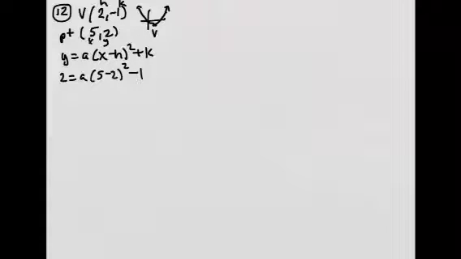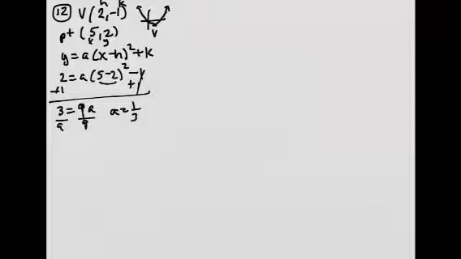So I'm going to add the 1 to both sides. So 3 equals, now here I get 3, but then I'm going to square it, so that's actually 9a. So I'm going to divide by 9. So a is 1/3. So when you write your equation, you could write y equals 1/3 times x minus 2 squared minus 1.